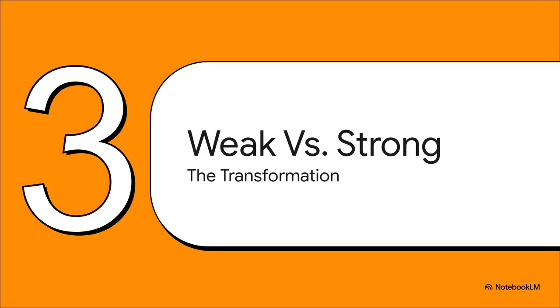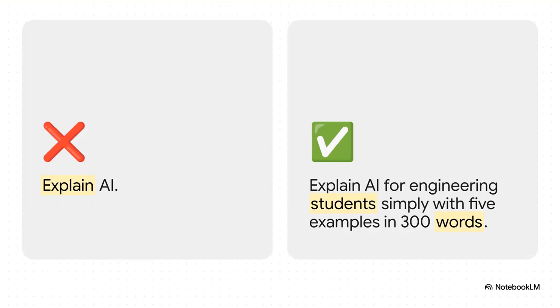Let's actually see this equation in action in Section 3, weak versus strong prompts, and the transformation that happens when you use the formula. Let's look at the stark contrast between how a beginner uses AI versus a pro. If you just toss in a weak prompt like explain AI, you're going to get an unreadable, painfully dry encyclopedia entry that goes on for pages. But watch what happens when we apply the formula to build a strong prompt. Explain artificial intelligence for first-year engineering students in simple language with 5 real-world examples in 300 words.